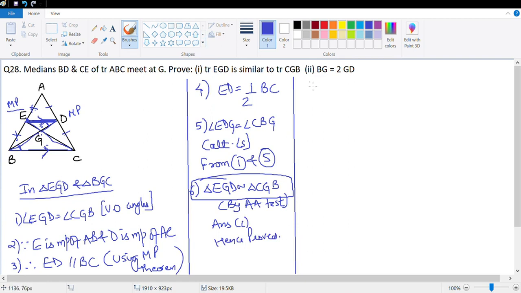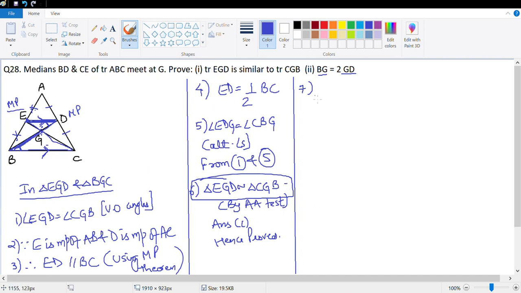Done. Let's look at the second part. Our second part is BG is equal to 2 times GD. Well, this is a property of median that we've done in class 9 as well, that the point where the medians intersect, that point divides the median in the ratio 1:2. But they are asking us to prove it. And since we are in the chapter similarity, let's try and prove it using similarity.